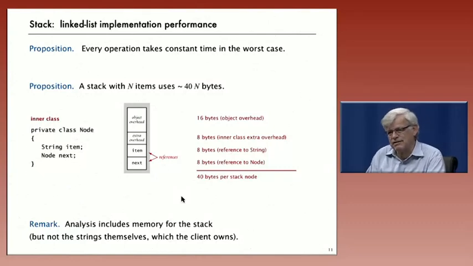If we have a stack of size n, we have about 40n bytes. There's a little extra for first, but that's just an overhead for the whole stack. But when n is large, 40n is a very close estimate to the amount of space needed. This does not include the space for the strings themselves, which are owned by the client. But with that, we can properly assess the resource usage of this implementation for different client programs.